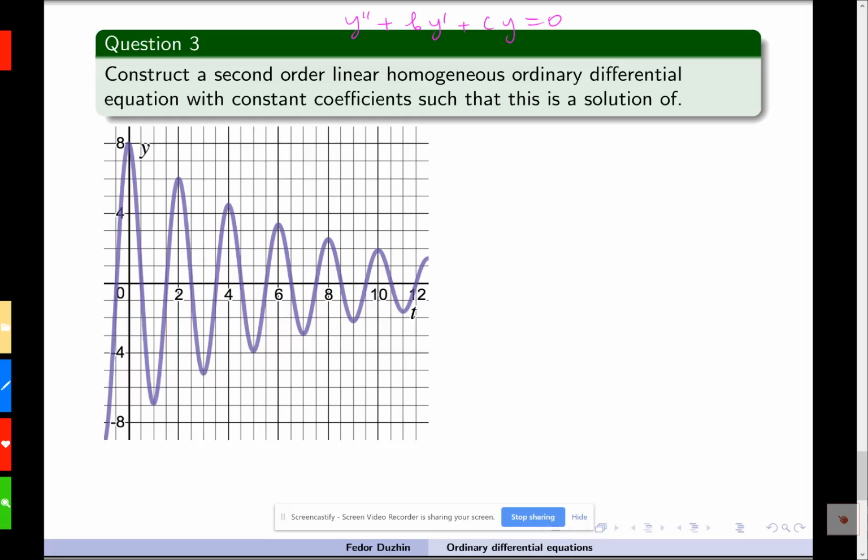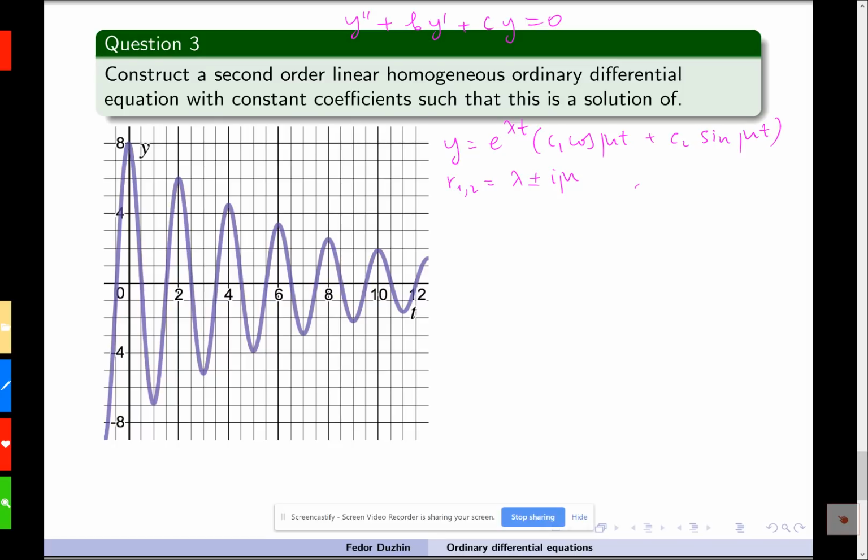Now, what do we see in the plot? In the plot, we see decaying oscillations. So it means that the general solution of our differential equation looks like y equals e to the power lambda t times some coefficient of cosine of mu t and sine of mu t, where the roots of the characteristic equation R1, 2 are lambda plus minus i mu.